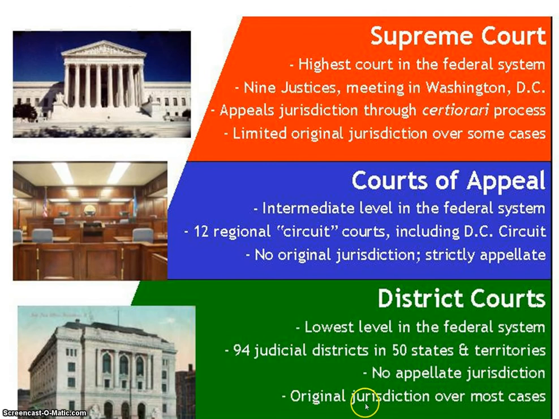And as we mentioned, they do have original jurisdiction over most cases. Now, from the district court, if it were to be appealed, it would move up to the Court of Appeals. This is kind of the middle level in the federal system. There are 12 or 13, depending how you look at it, regional appeals courts, including the D.C. court. Now, the Court of Appeals obviously does not have original jurisdiction because they didn't hear the case first. It went to the district court, and then it came up to the Court of Appeals. So this would be an appellate court, meaning they have appellate jurisdiction.